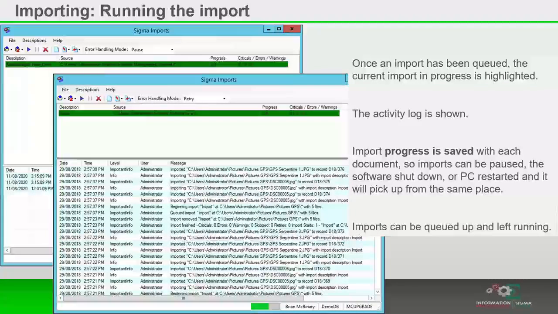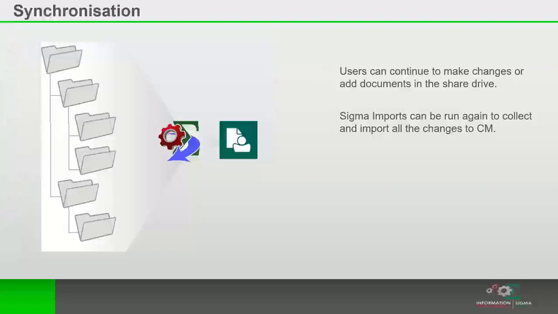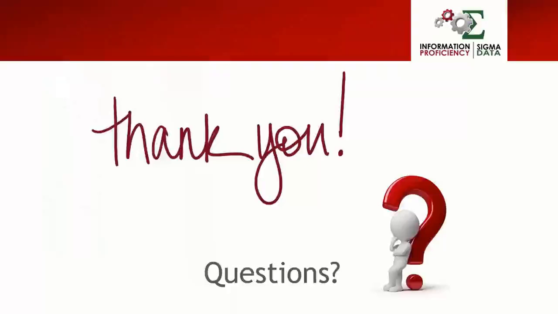And again, you just leave it running and go off and do what else you need to do. If there are any errors, they will be shown to you in the error handling list. You can then choose to either skip, pause, or retry those documents. And as alluded to previously, you can use it to synchronize, which means that users can continue to make changes and add documents in the share drive, and you simply run the import again and it will collect all the changes and put them back in Content Manager. And that's it.